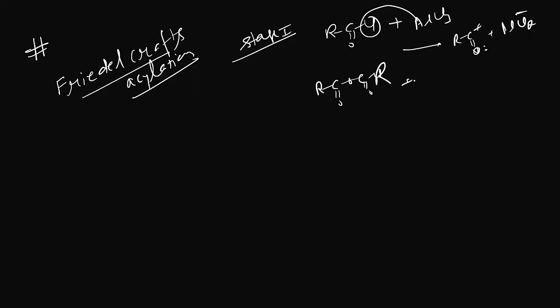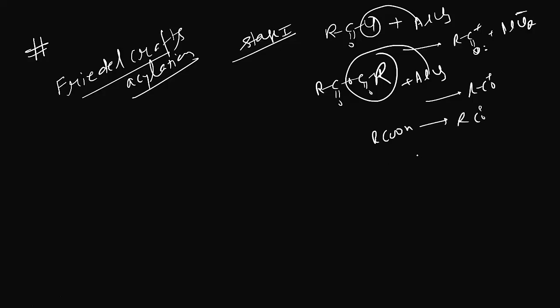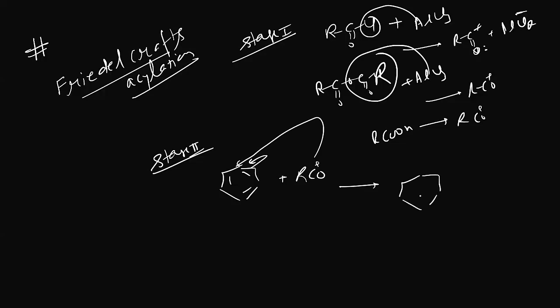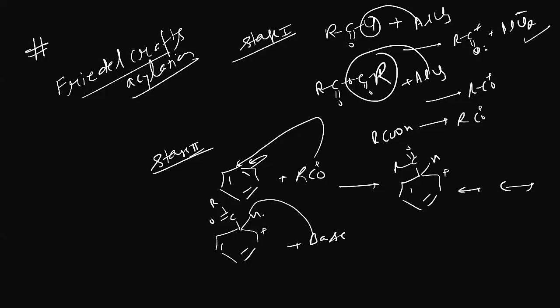Even an acid anhydride can be used here, and then also you'll get RCO plus. Even a carboxylic acid will give you RCO plus if a proton acid is added. Stage 2. RCO plus attacks the benzene ring in the same manner as R plus did. Like here, pi electrons will shift. You can easily write the carbocation like this, the arenium ion basically, and then the base will abstract that, the elimination part. For the base here, you can again take AlCl4 minus.